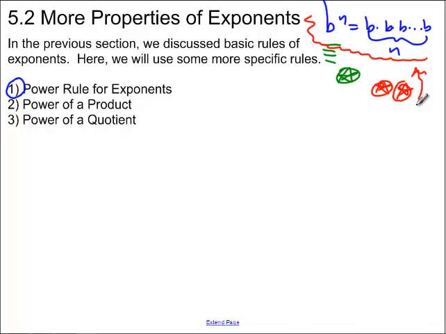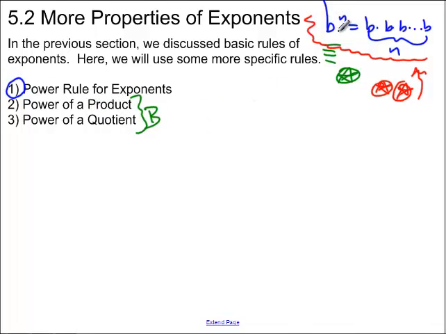Alright, so here we go with section 5.2, I guess B now. B like boy, because we're going to go to the second section now and talk about the next step, which is the power of a product and the power of a quotient. So here is our B section. We're going to get through two different rules here: power of a product and power of a quotient.